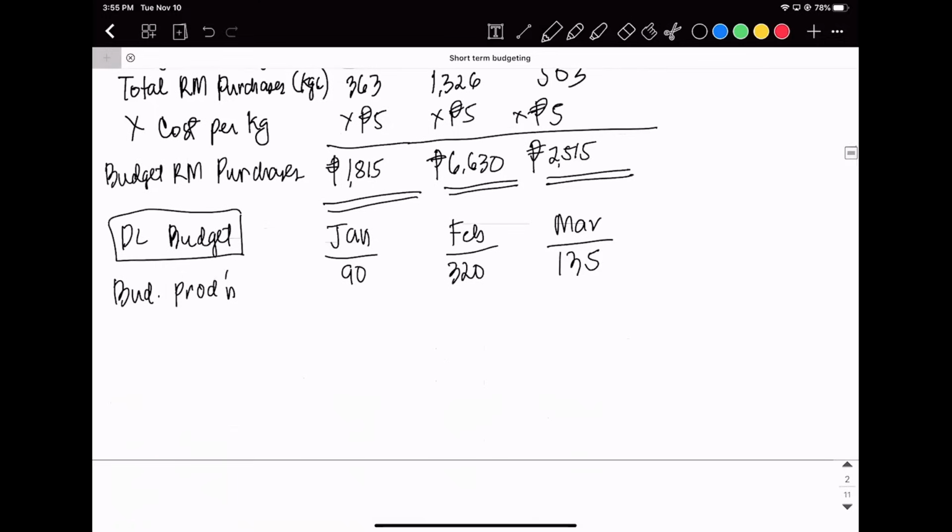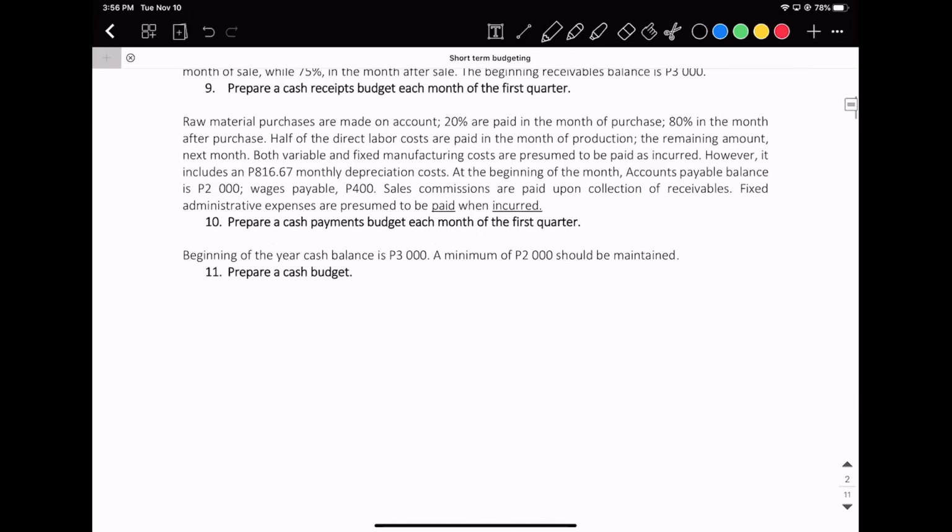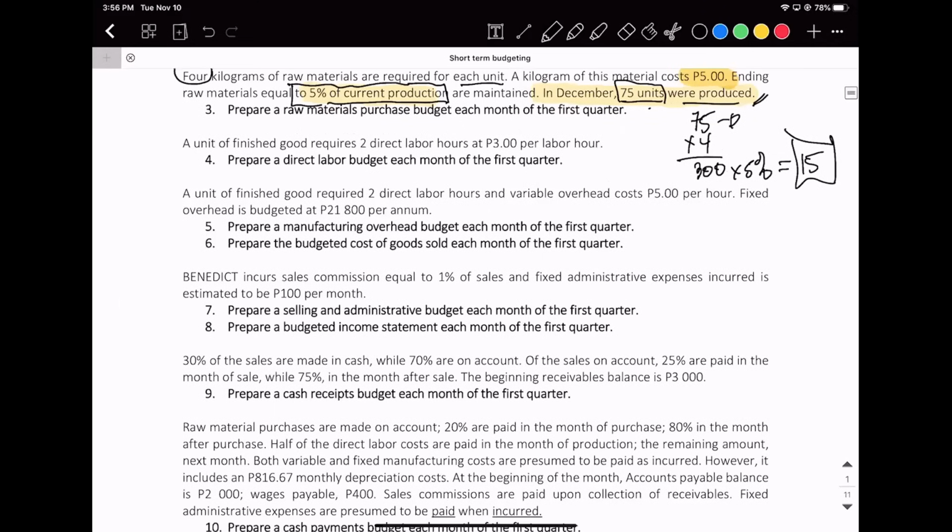Ayan. So, what's next? So, multiply na lang kagad natin to sa direct labor hours per unit. So, ilan ba yung kailangan natin, no? Per unit. So, we would need to produce 90, 320, and 135 respectively for the month of January, February, and March. So, ilan yung kailangan? So, multiply direct labor hours per unit. Ano sabi sa problem? Tignan natin. Yan. So, a unit of finished goods required 2 direct labor hours.